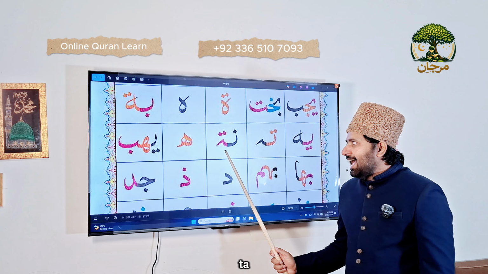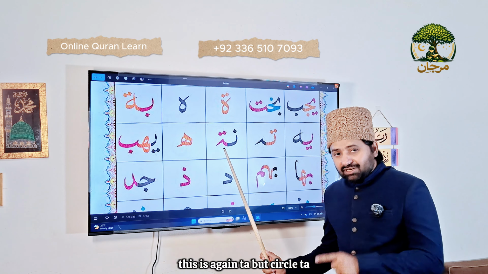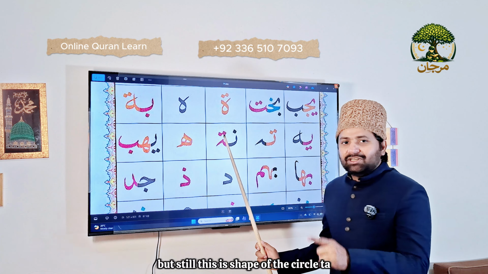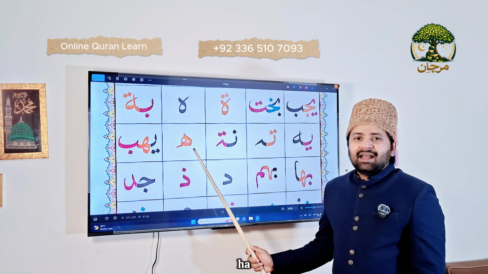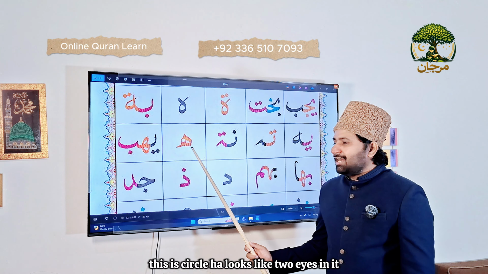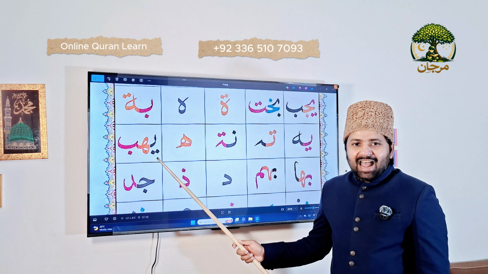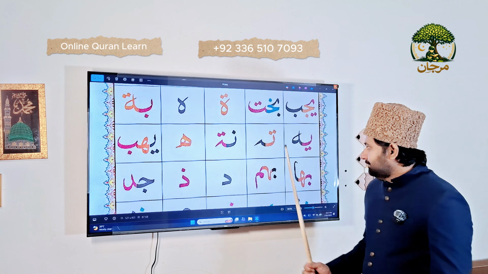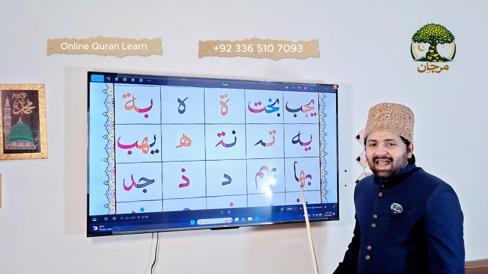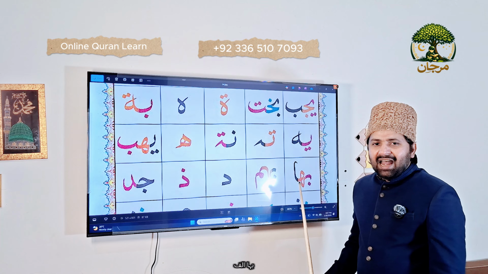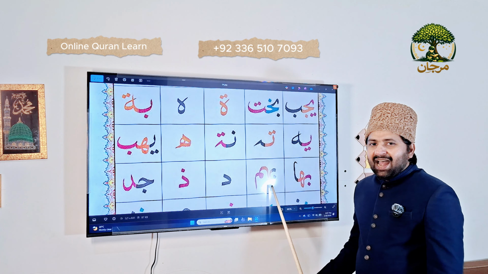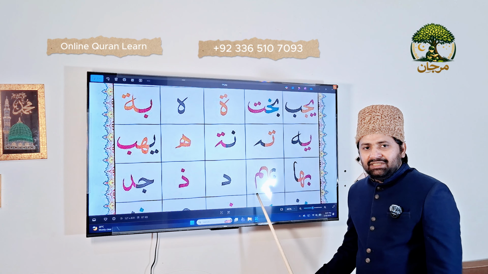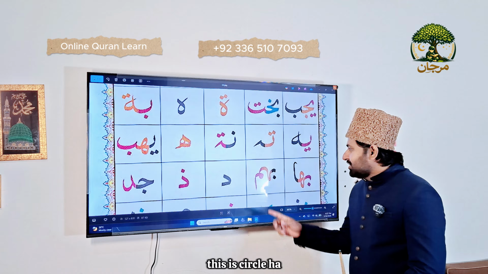Ta. This is again Ta, but circle Ta. Even if it doesn't look like a circle, this is still the shape of the circle Ta. Ha. This is circle Ha. It looks like two eyes in it. Ya, Ha, Ba. Ba, Ha, Alif. Ba, Ha, Mim. This is circle Ha.